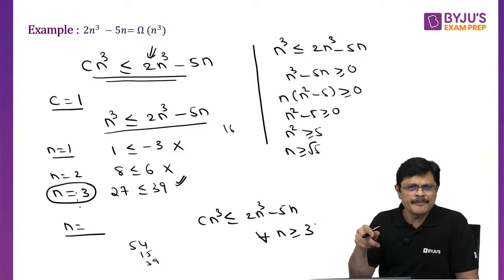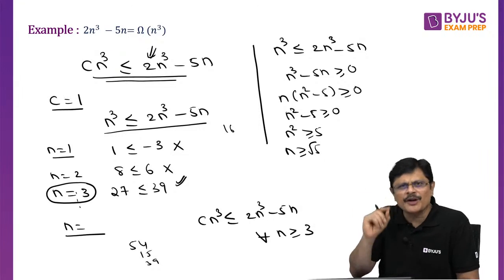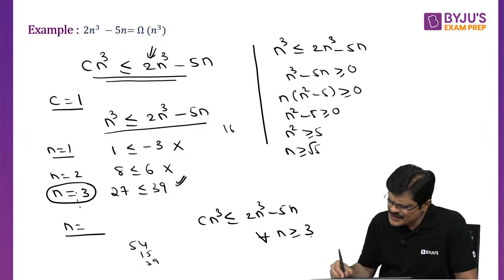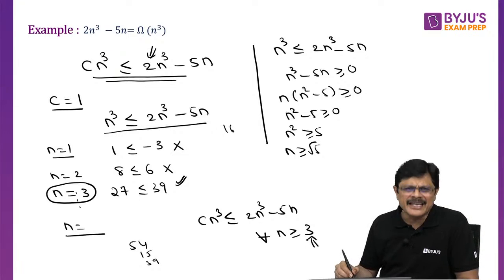Actually it is root 5. You can write root 5 also, there is nothing wrong. You can write root 5 plus 0.1 also. But as I told you, we generally like integer values. We generally like to represent it as some integer value.